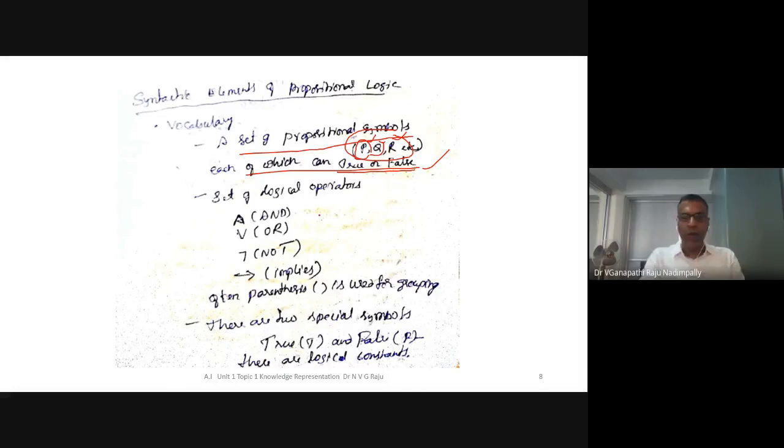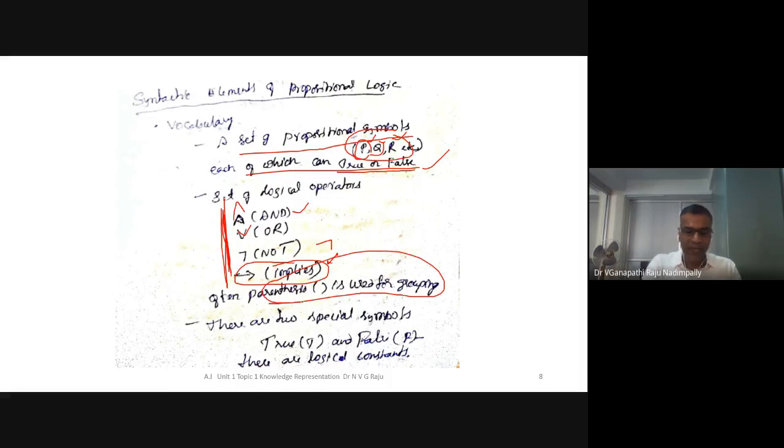Now what sort of logical operations do we use? For and we are using this symbol. For or we are using this symbol. For not we are using this symbol, and we can also use implies. Maybe in your 10th class you have studied implies. We'll discuss what implies is within 2 minutes. That means I'm going to use these 4 logical operations. Sometimes we can also use parentheses, which are used for grouping.